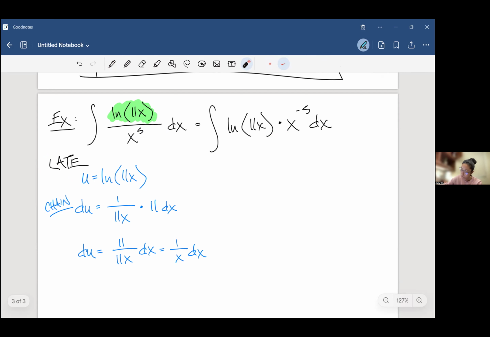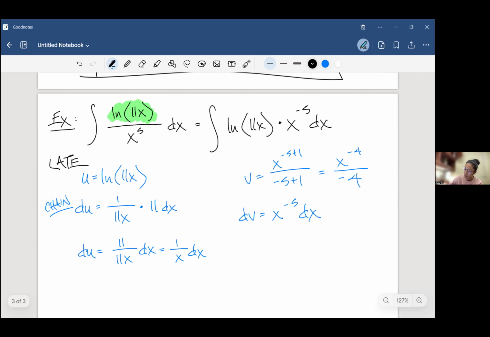Okay. Now I can see that multiplication operator, which is a really good clue that we're going to do integration by parts. Okay. Now, if my u is natural log of 11x, that means the rest of this is my dv, okay? So dv equals x to the negative fifth dx. And when I integrate there, I'm going to add 1 to the power and divide by that power added 1. So in other words, I get x to the negative 5 plus 1 over negative 5 plus 1, which is x to the negative 4 over negative 4.